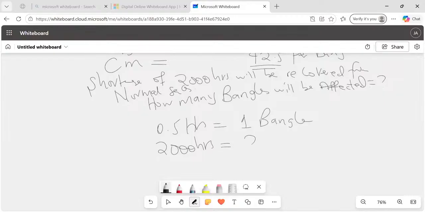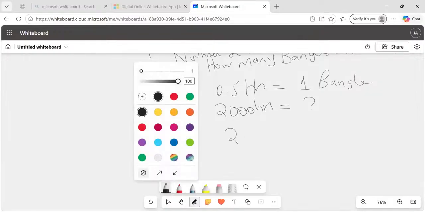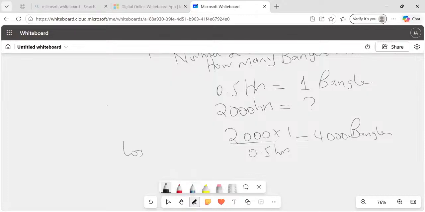So if I do my cross multiplication, it'll be 2,000 times 1 over 0.5 hours. This gives us 4,000 bangles. Now then, having gotten that, ladies and gentlemen, this is what we call the lost production. My lost production is 4,000 bangles.